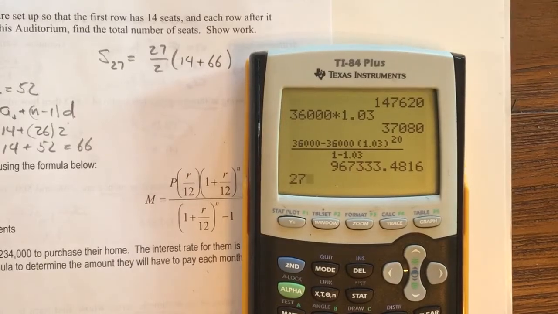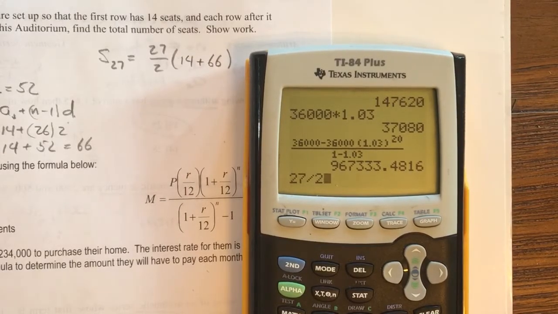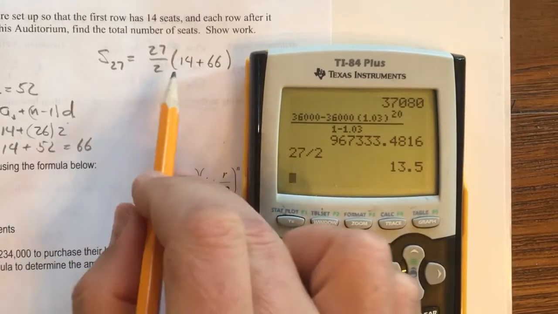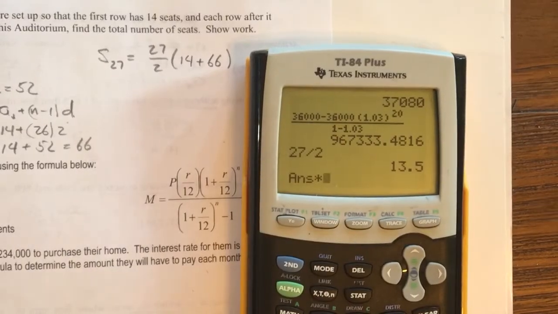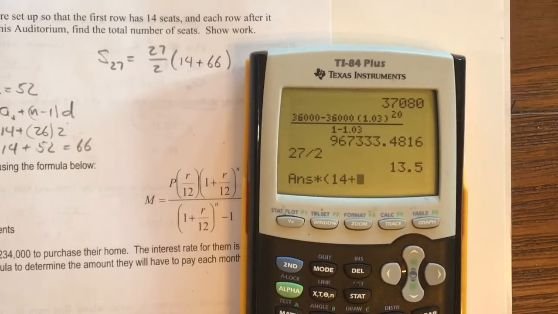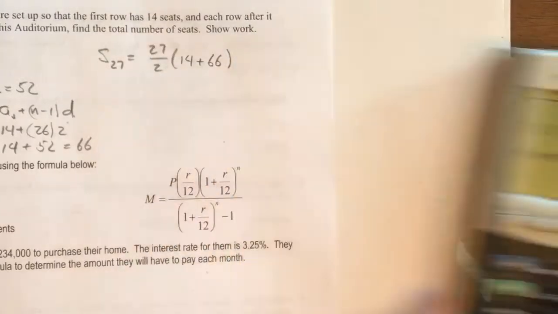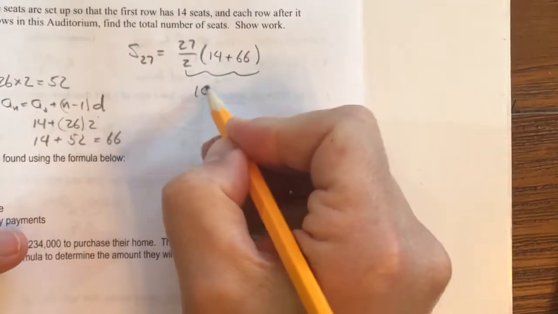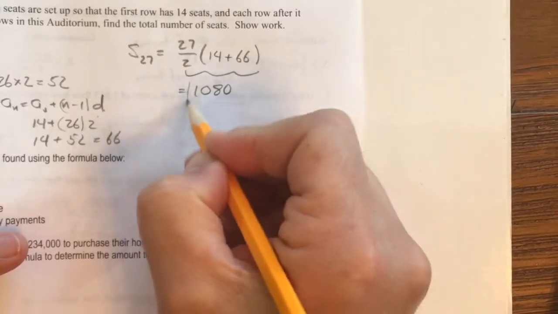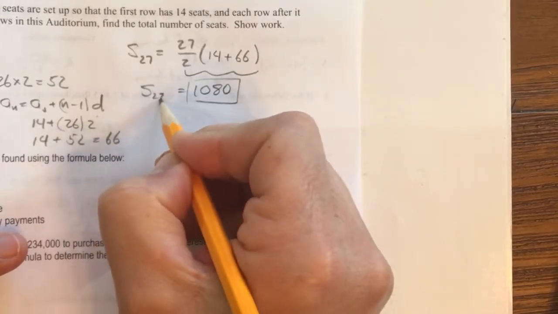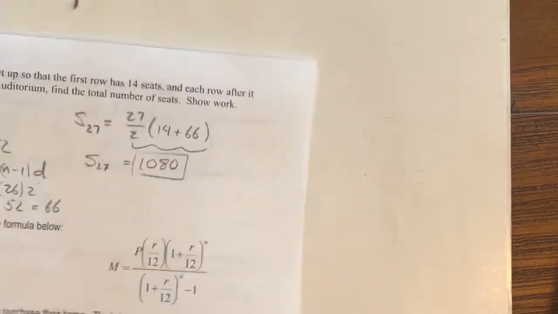So 27 divided by 2. You could hit enter if you want. And then multiply that by parentheses 14 plus 66. 1,080. So this comes out to be 1,080 seats. That's how many seats are in the auditorium. All right.